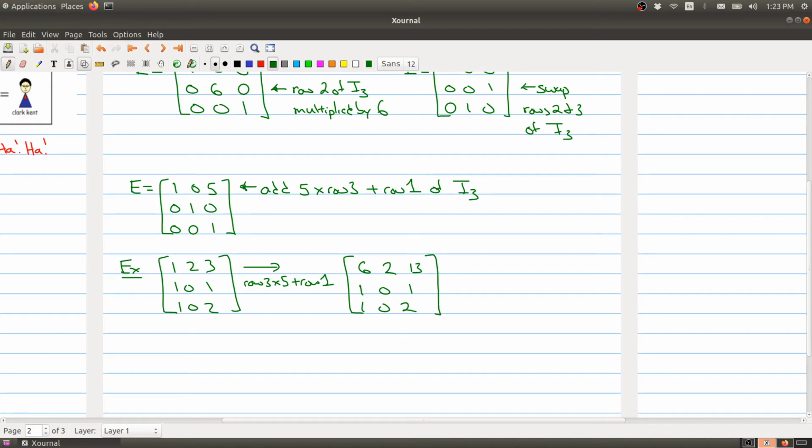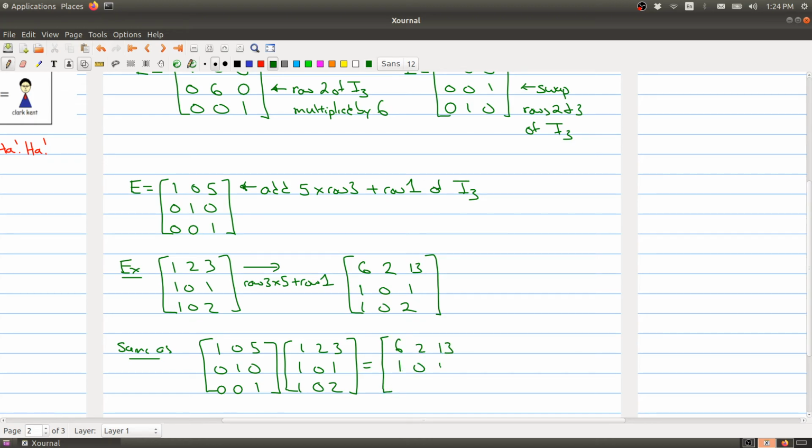This valid row operation is the same as taking the matrix 1, 0, 5, 0, 1, 0, 0, 0, 1. This is an elementary matrix, and in fact, it's just the elementary matrix from above, multiplied by the original matrix, 1, 2, 3, 1, 0, 1, 1, 0, 2, and you get 6, 2, 13, 1, 0, 1, 1, 0, 2.